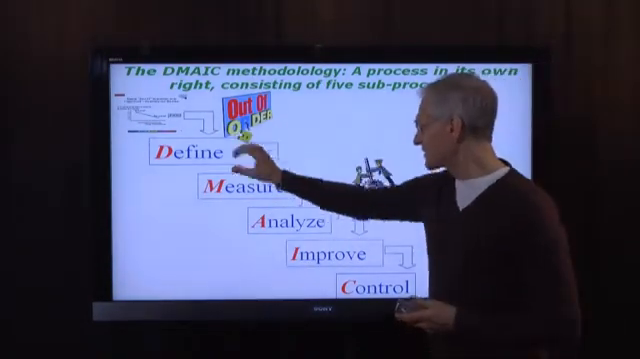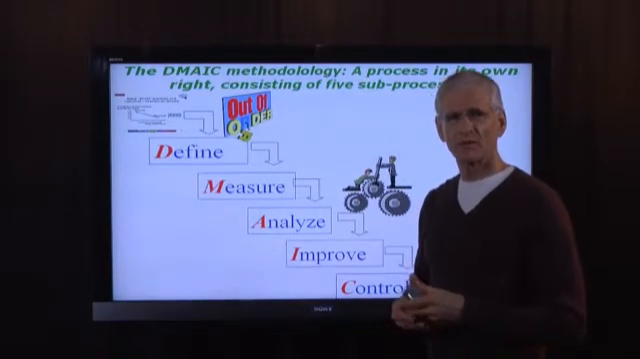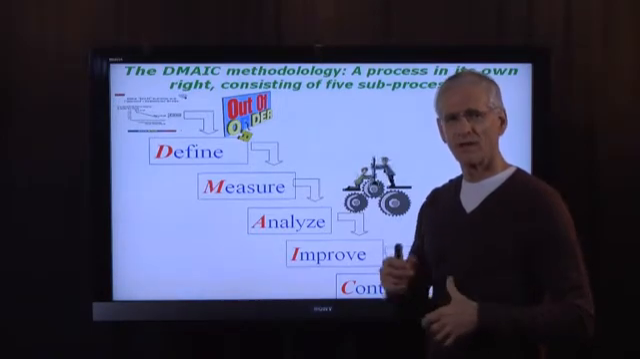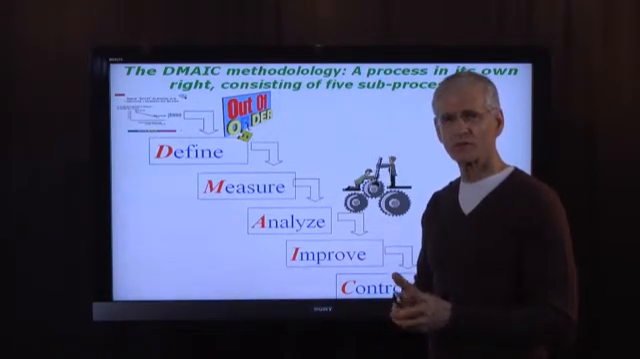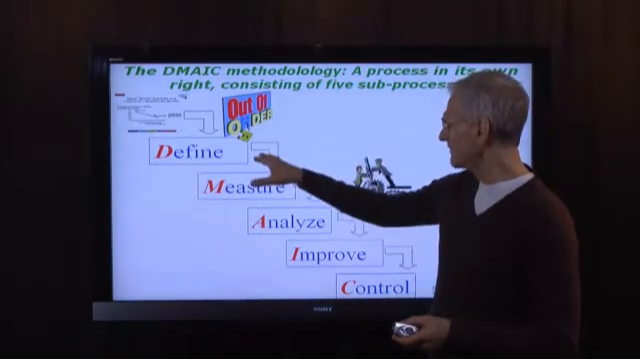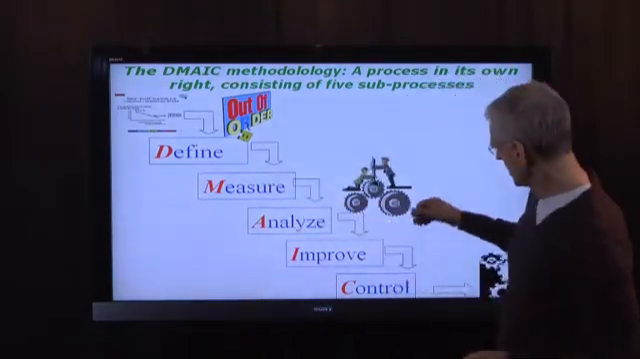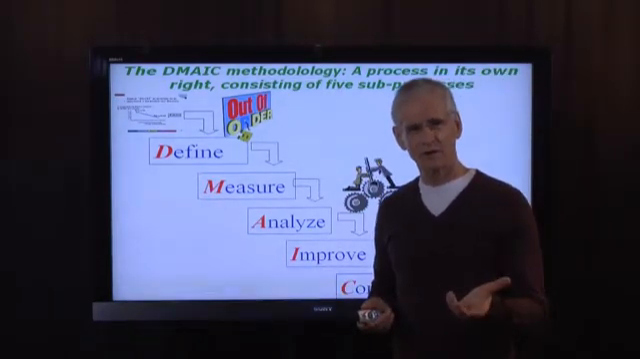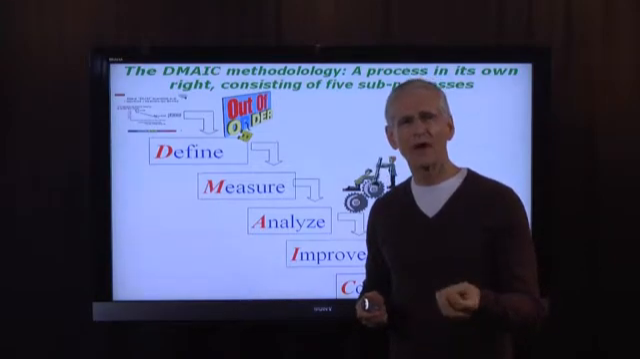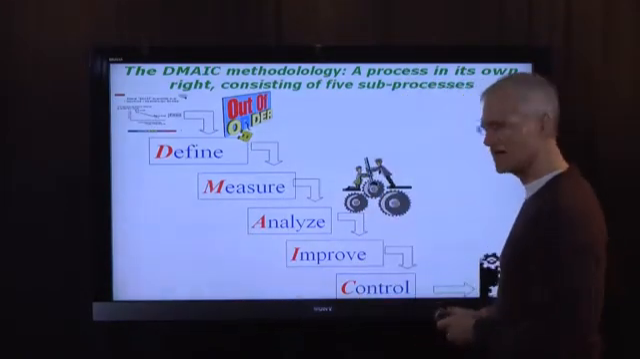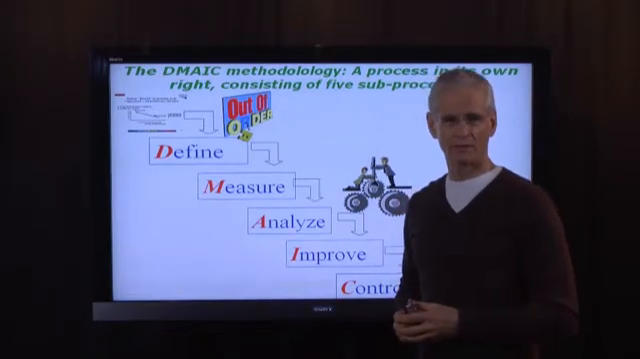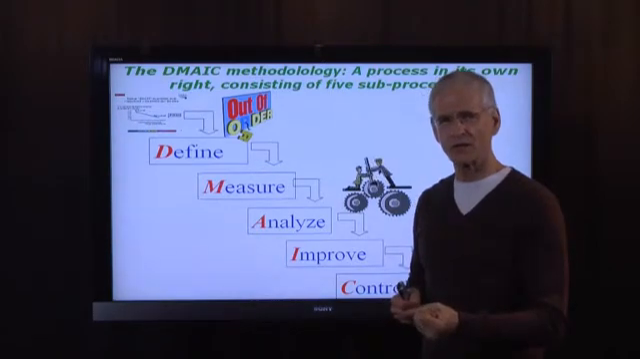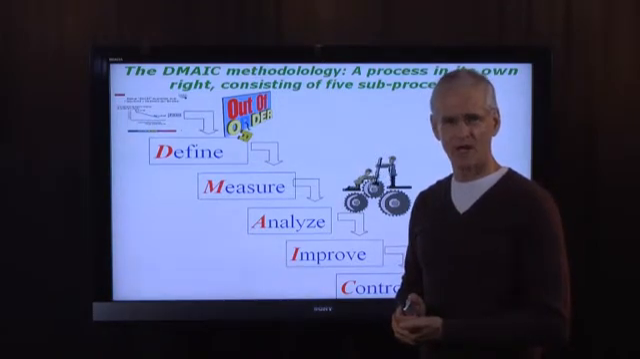DMAIC. Each of these steps or phases takes in an input from the previous phase, processes it, transforms it into an output for the next phase. Define, measure, analyze, improve, and control, with the input being a problem or an opportunity, hopefully strategic, the right thing to do, and the output being the right way to do it, and mechanisms to make sure that we can keep on doing it and improving over time.